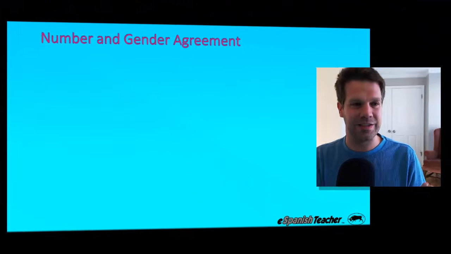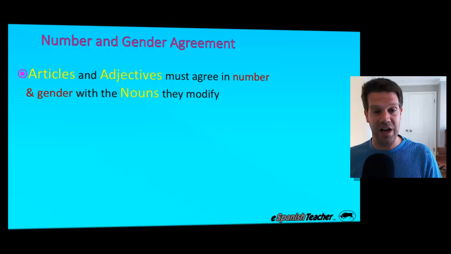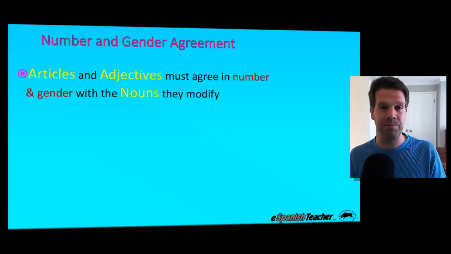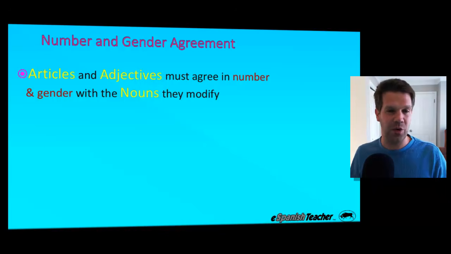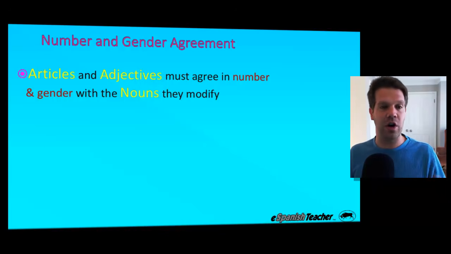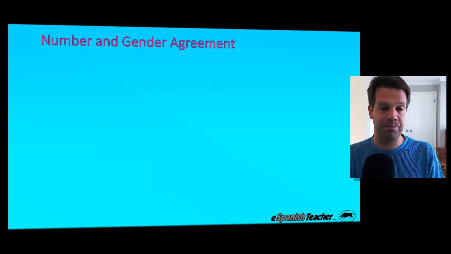If we were to consult the textbook, it would say something like this. Articles and adjectives must agree in number and gender with the nouns they modify. The word modify simply means when you use them together. So when you use articles and adjectives with a noun, they've got to agree with each other. If this is confusing, let me bring up a few examples that will help clarify.